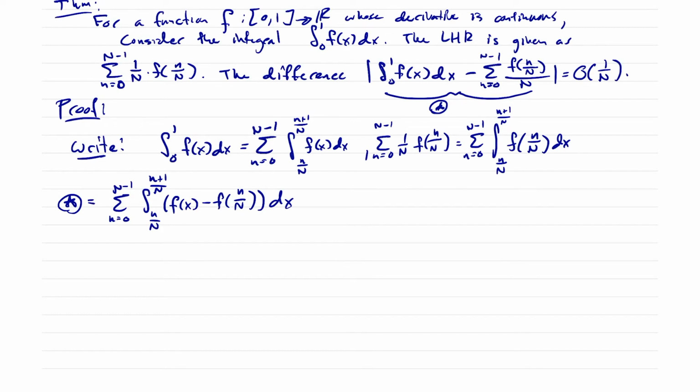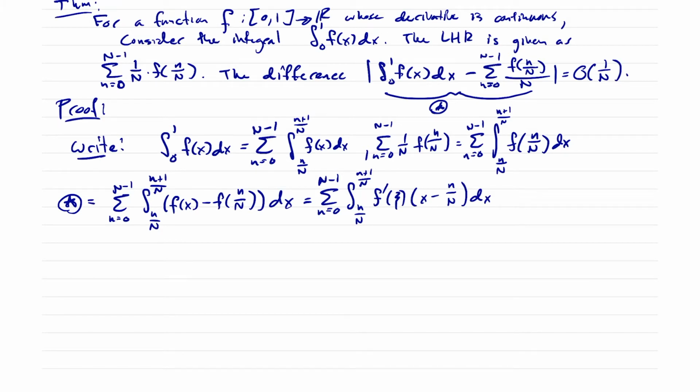Okay, so the next thing I'm going to do is use the fact that f is differentiable, and I'm going to use the mean value theorem. That tells me that there is some c sub n for each one of these intervals such that we get the integral from n over capital N to n plus 1 over capital N of f prime of c times x minus n over capital N dx.